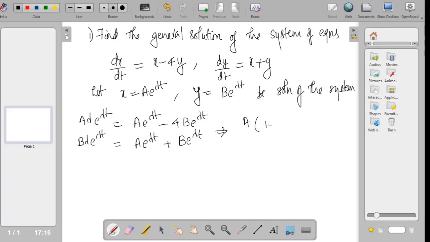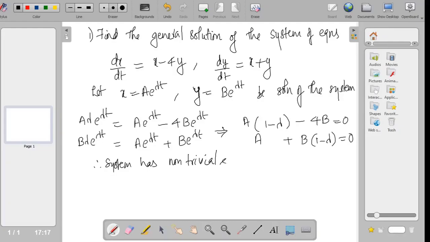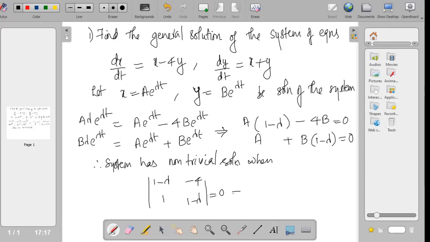a(1 - λ) - 4b = 0 and a + b(1 - λ) = 0. So therefore the system has a non-trivial solution when the determinant |1 - λ, -4; 1, 1 - λ| is equal to 0. So that implies (1 - λ)² + 4 = 0.